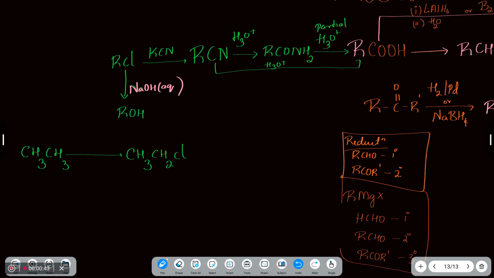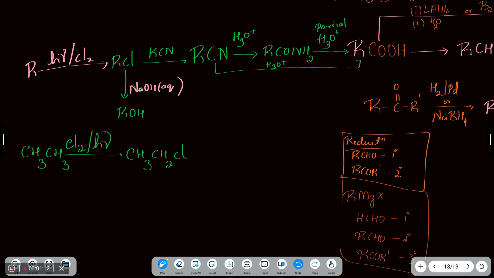You're going to remove a hydrogen and introduce a chlorine. How do you do that? Add chlorine in the presence of free radical mechanism, right? So that means from R-H you can get R-Cl by free radical mechanism. Understood? Yes. So these are the ways you can prepare alcohol.